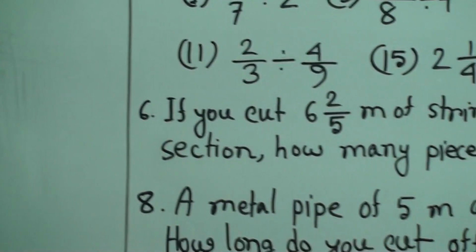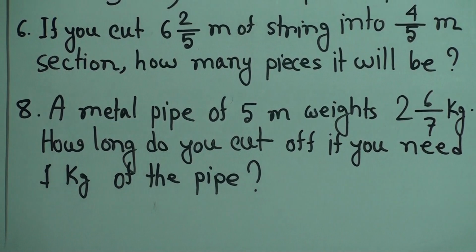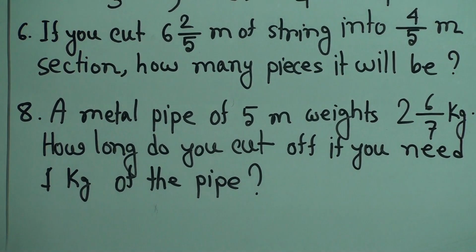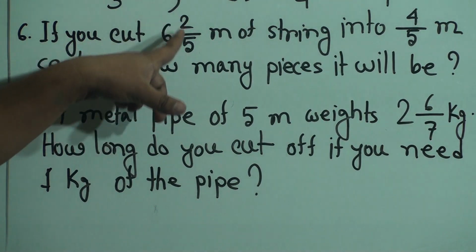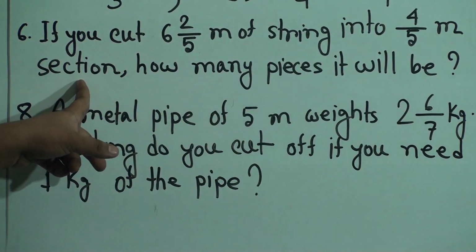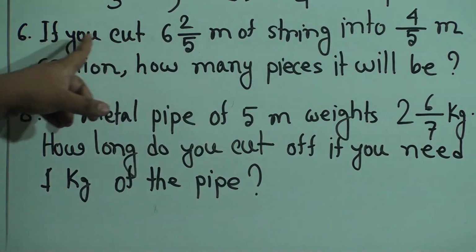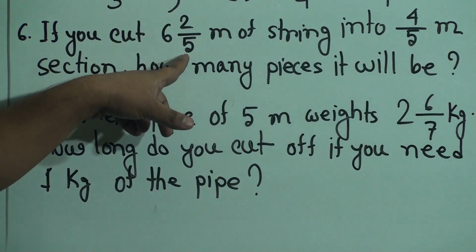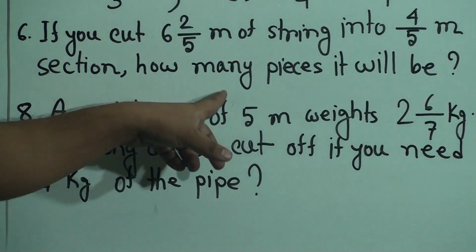So my dear student, our 5 number question is done. Next we shall solve question number 6. What is the problem? If you cut 6 into 2 by 5 meter of string into 4 by 5 meter sections, how many pieces will it be? I repeat, if you cut 6 into 2 by 5 meter of string into 4 by 5 meter sections, how many pieces will it be?